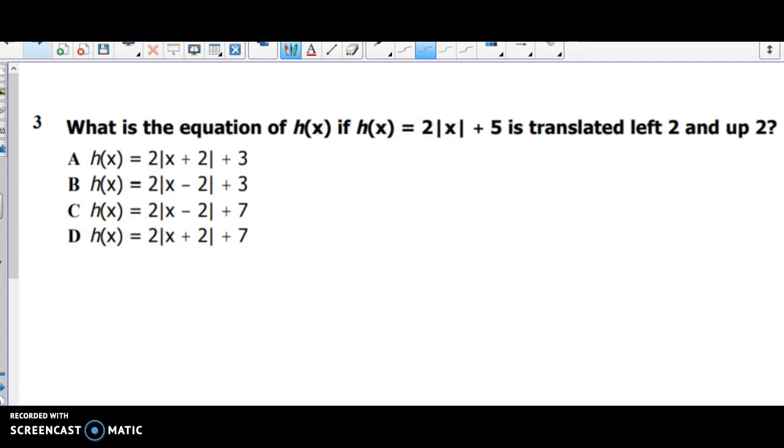What's the equation of h of x if this equation is translated left 2? So left means we're going to add 2, and up 2. So we'll add 2 to this. So we have 2x + 2 and 2 + 5 gives us +7. So that one should be this.